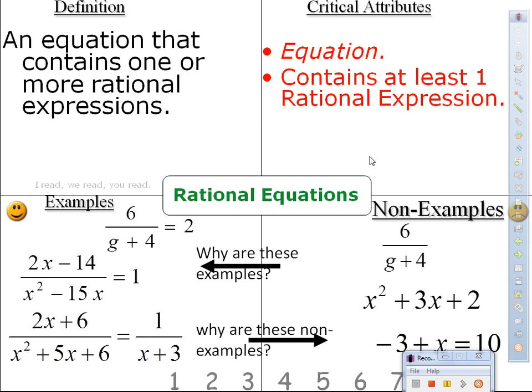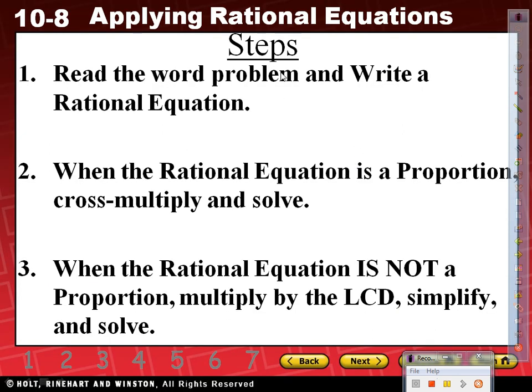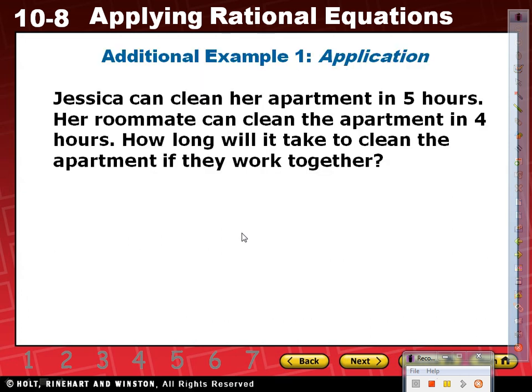Okay? And I gave you guys steps. Read the word problem and write rational equation. Then write the rational equation as a proportion, cross multiply. If not, then the equation, make sure you find the LCD, multiply and solve. So, from there, we ended up doing these kind of problems. They were work problems. Remember that? Okay, and then we did another one.